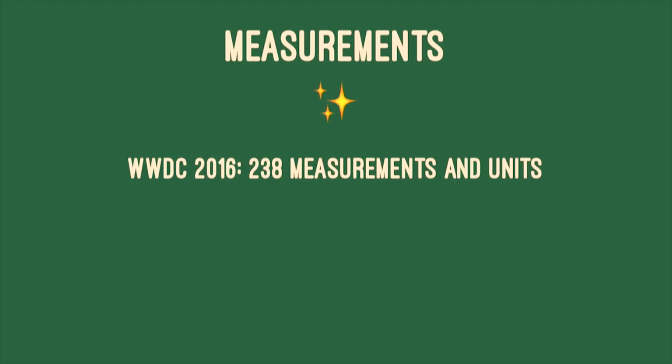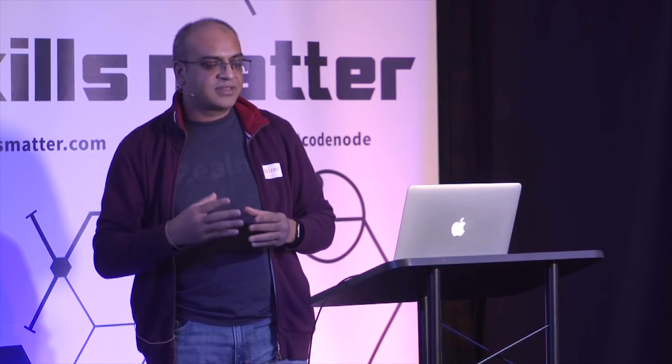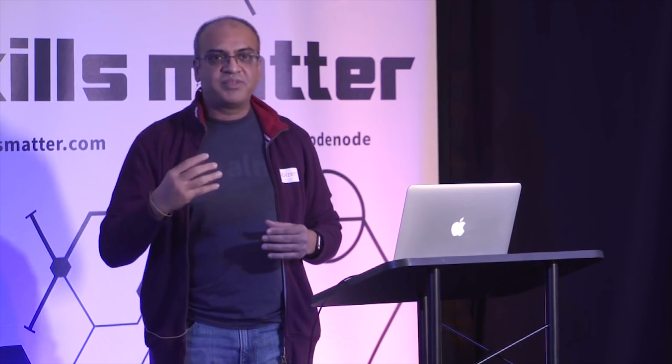You may have seen the WWDC video this year about the measurements and units API, which is due. It's really handy, lots of stuff in it. It lets you write more robust code because it provides new types, actually they're not structs, they're object classes, new types that actually represent the idea of something.